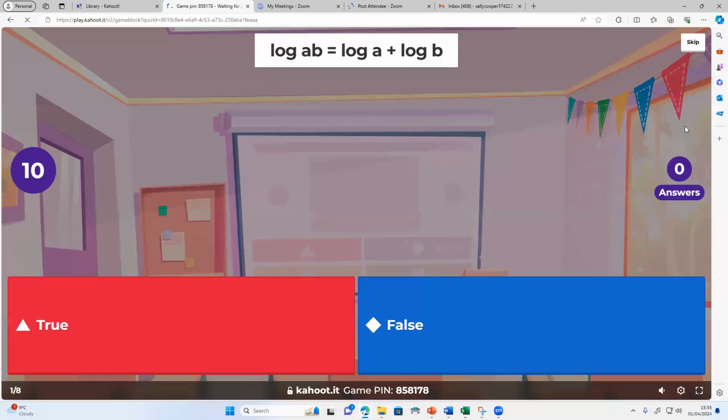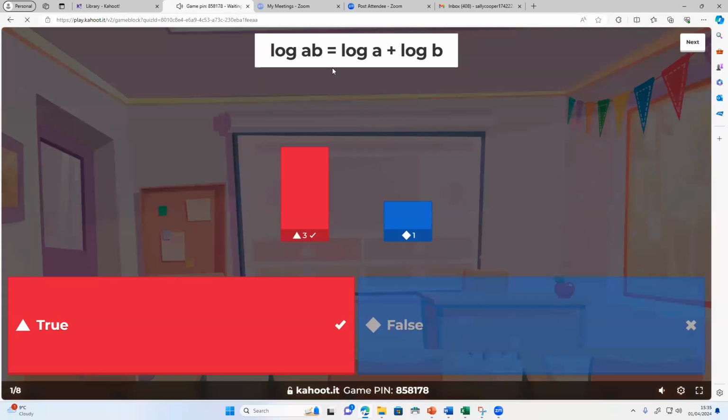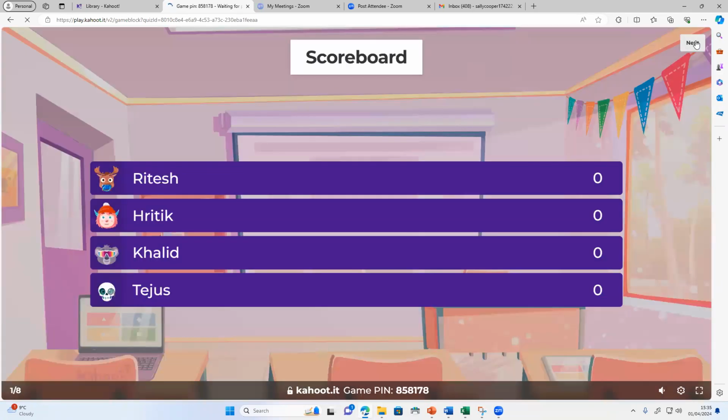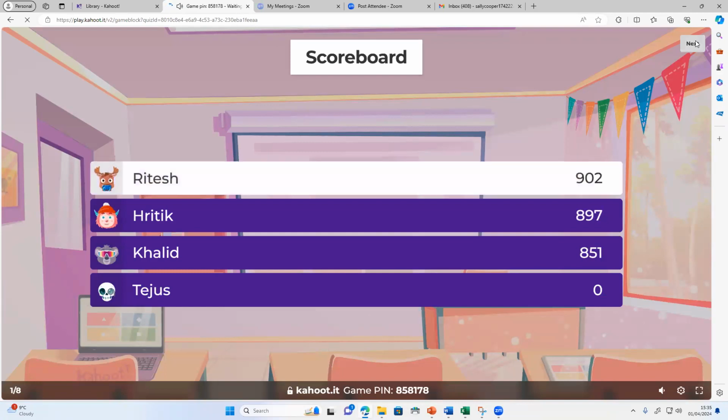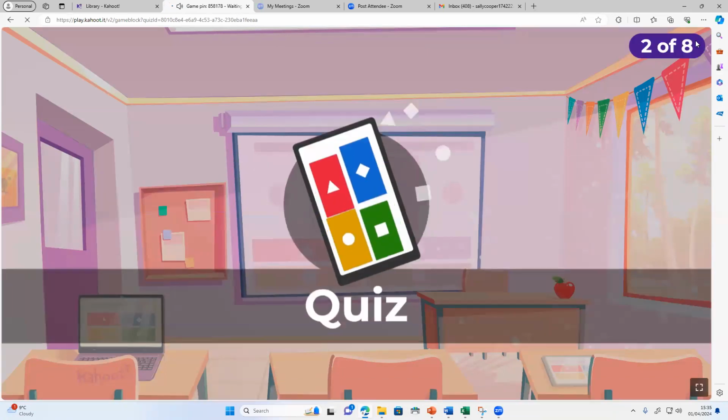So, do we multiply the A and B together? Is that true or false? It's going to be true, isn't it? Then logs work kind of the opposite way to indices. When you've got the same base and the powers, you add the powers. When we've got logs, when we're adding them, you can multiply the numbers. Oh, here's Mia.